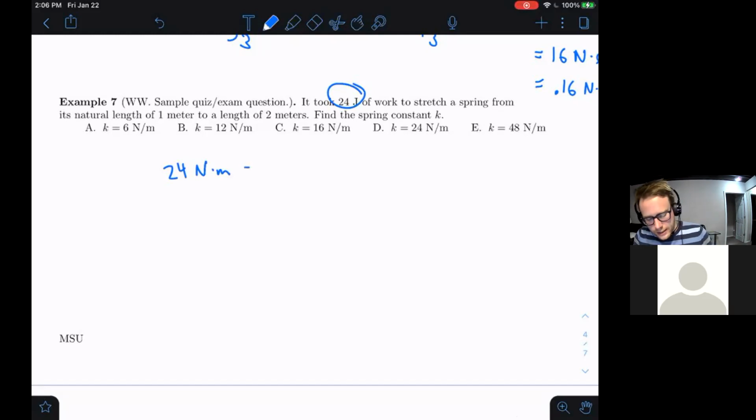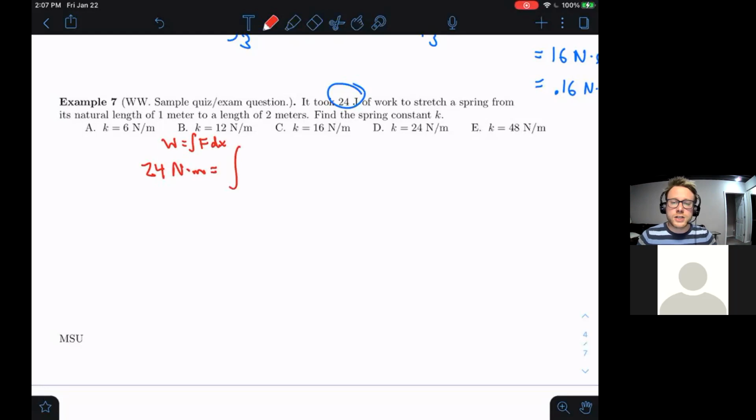So let me go ahead and set this up. I said I was going to do this incorrectly first. So Newton meters. And remember, this is work, and we know the formula that work is equal to the integral of force. So this is the equation that I'm setting up here. Work is the integral of force. So it took 24 joules of work. That's a unit for work. So, okay, we need to integrate force.